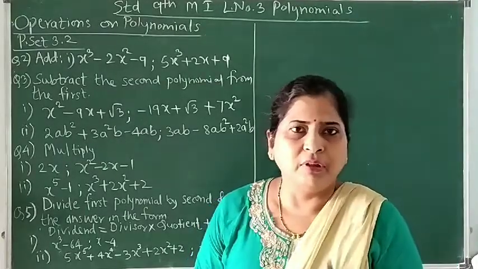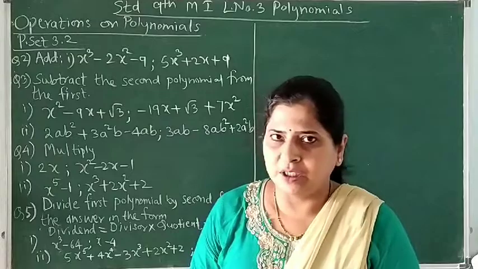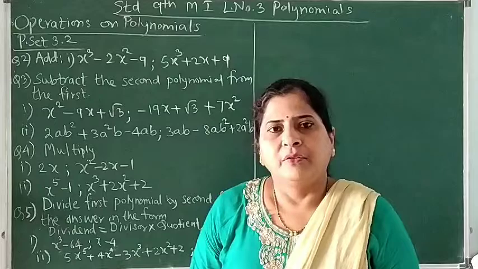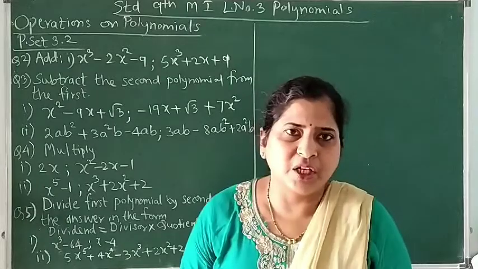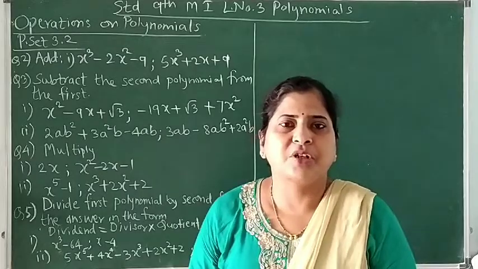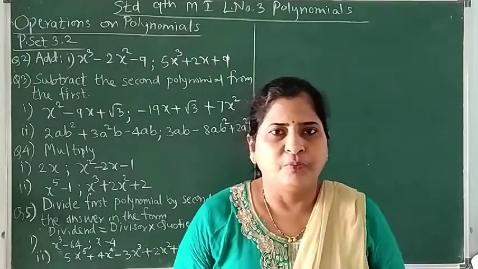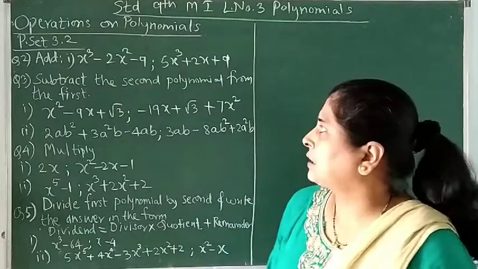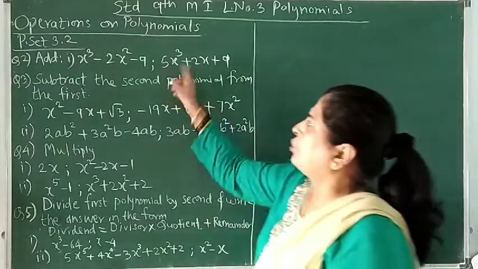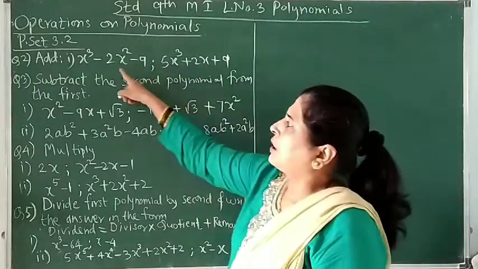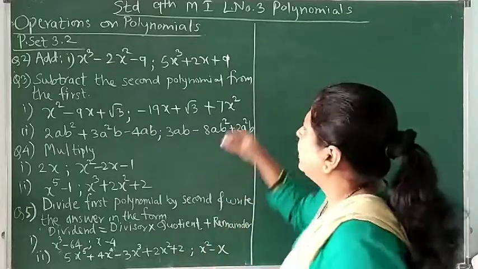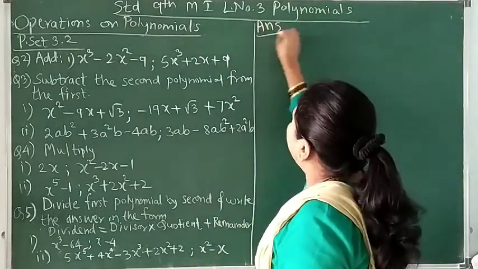Basically, whatever we have learned about operations on other algebraic expressions is the same for polynomials. So that may not require much explanation, but we will solve the operations, that is addition, subtraction, multiplication and division on polynomials from practice set 3.2. Let's go to question number 2, where we have to add the given two polynomials. I have taken one example, and the other two sums you can do on your own. So let's start with the answer part.